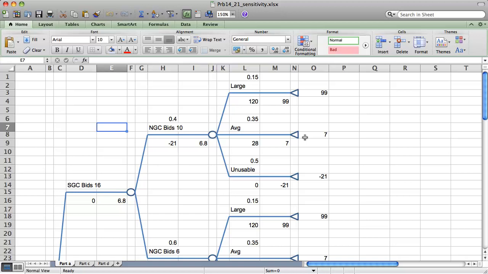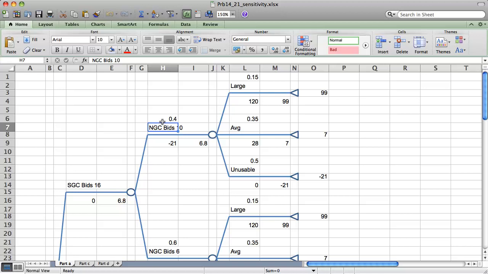Now let's take a look at problem 21. Problem 21 is a very good example of how simple decision trees can be. We have a situation where we have two competing companies, SGC and NGC, and they're both making bids for a drilling site. And SGC is trying to decide whether they should bid high at 16 million or low at 7 million.